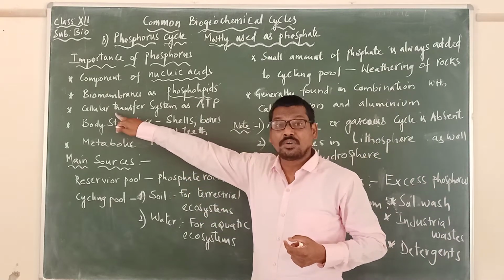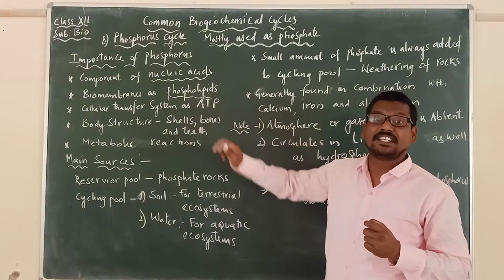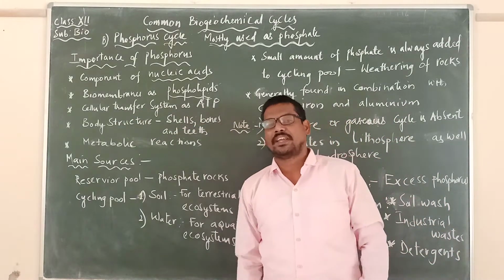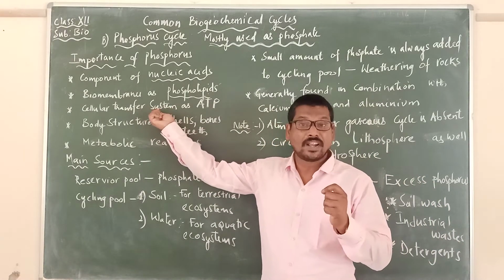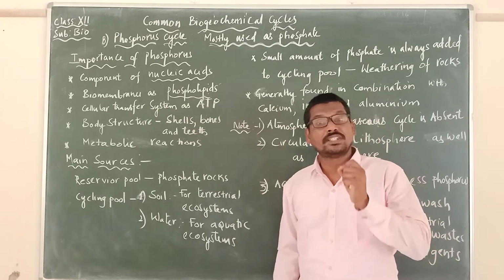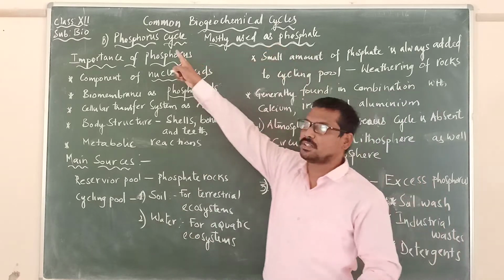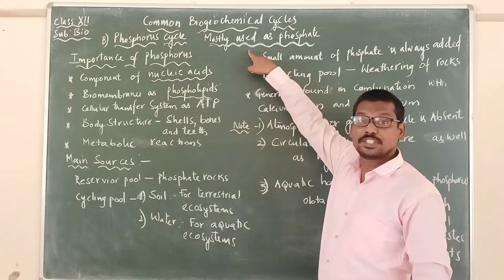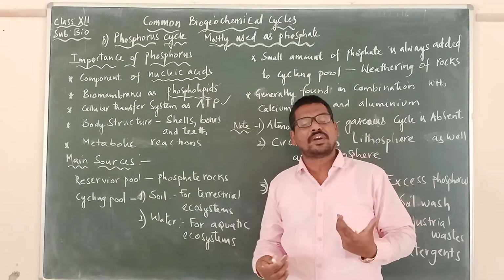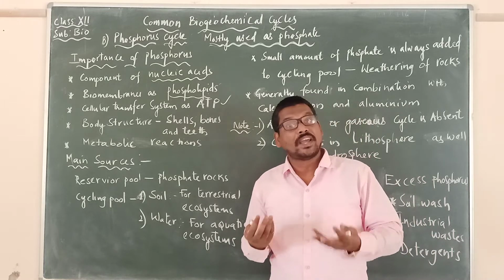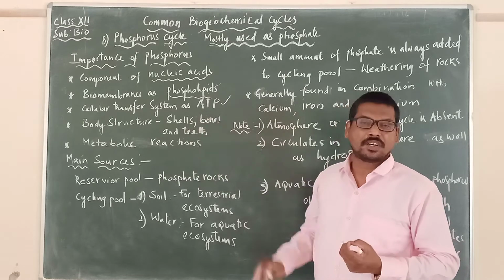And it is also important that it is involved as the cellular transfer system as ATP, adenosine triphosphate we say. It is involved as the most important cellular transfer system. In the cellular transfer system as what? ATP, adenosine triphosphate. So what is that phosphate? It is nothing but phosphorus. That's what we said. In the phosphorus cycle we should remember that it is mostly used as phosphate. So ATP is very important in our body, which is the storage of energy. Energy is stored in the form of ATP, adenosine triphosphate.